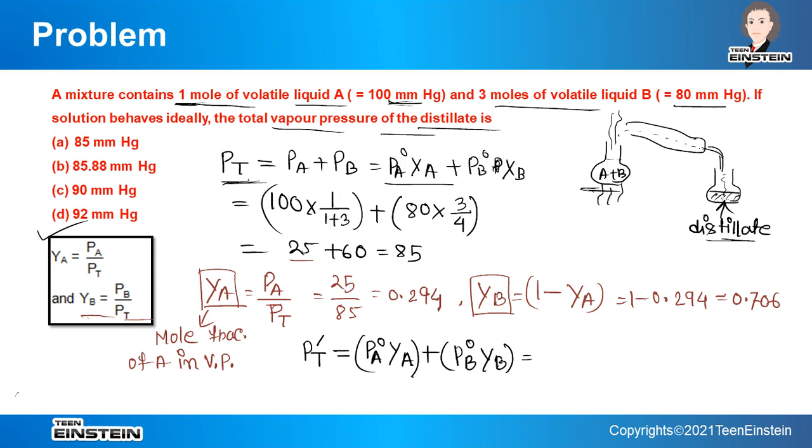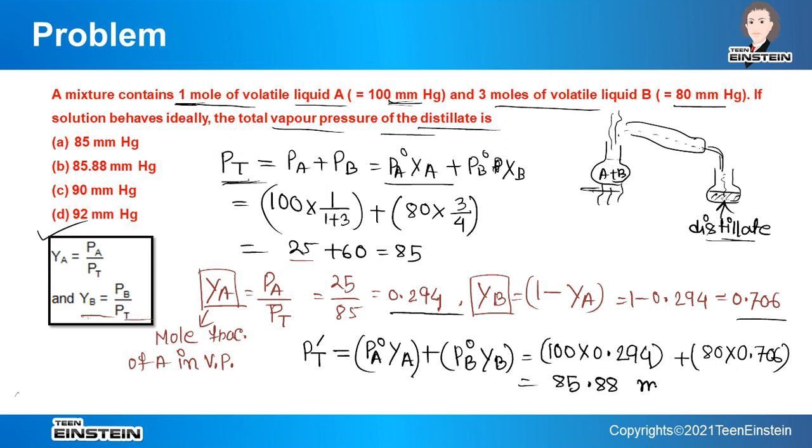Now PA naught and PB naught both are already given. YA we have calculated 0.294, and this one is 80 into 0.706. So finally after calculation it will be 85.88 millimeter Hg. So 85.88 is matching with option B. So the correct option will be option B.